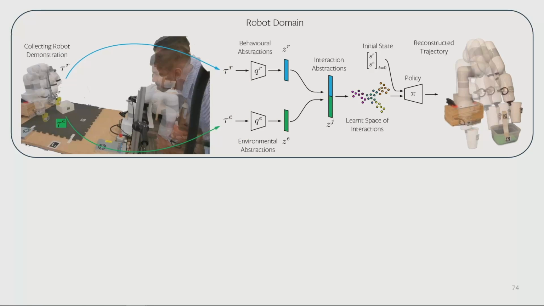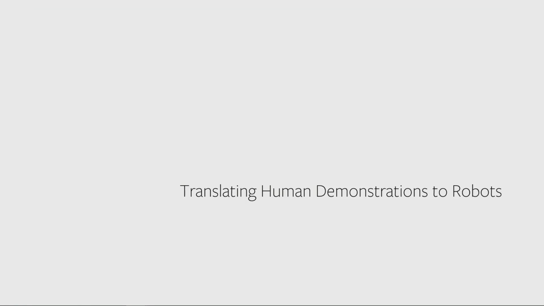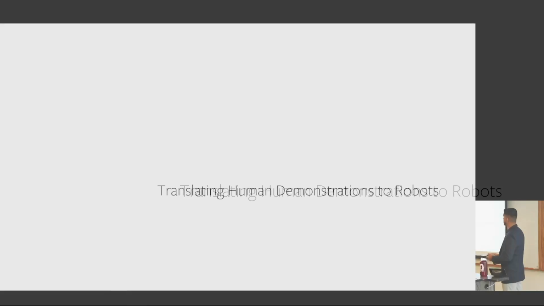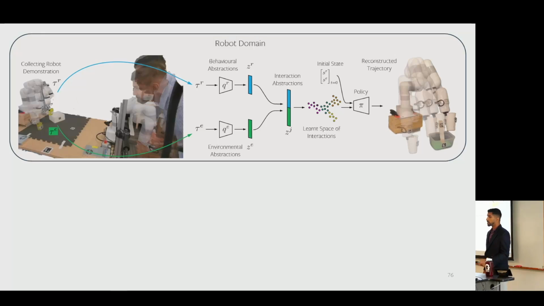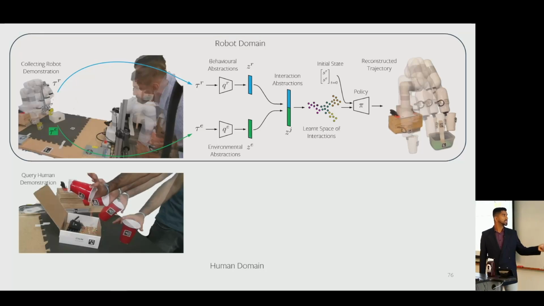Now let's talk about how you can translate these interactions from a human domain to a robot domain. So we're going to start off with the representation space that we learned in the robot domain. And we're going to consider a query demonstration on the human side of a human demonstrating a task that you now want the robot to imitate.